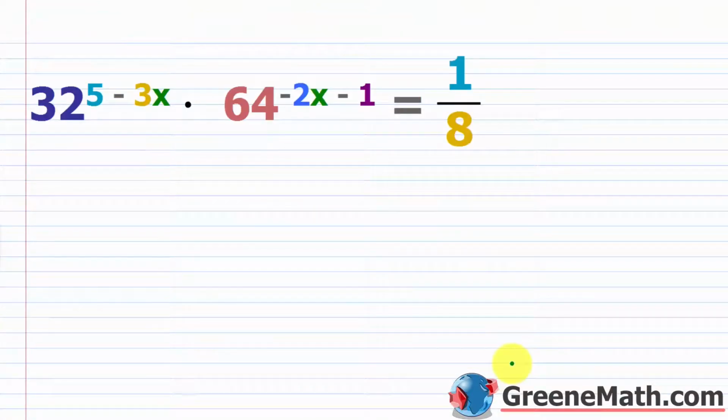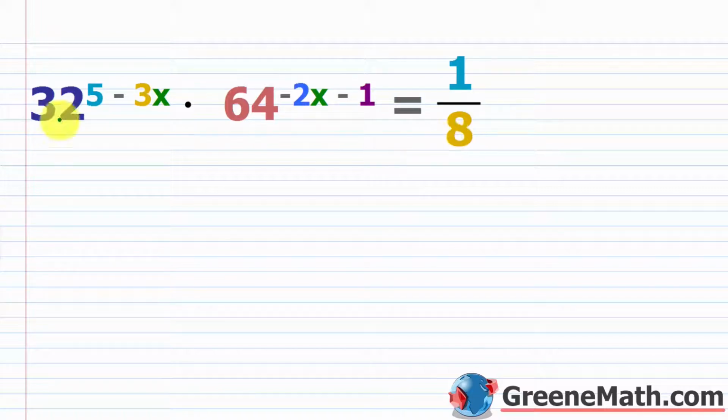All right, now we have one that is a little bit more complicated. So each of these has kind of grown in complexity. So we have 32 raised to the power of 5 minus 3x times 64 raised to the power of negative 2x minus 1, and this equals 1 over 8. So if you look at 32, 64, and 8, you should be thinking immediately about a base of 2, right? Because 2 cubed is 8, 2 to the 6th power is 64, and 2 to the 5th power is 32.